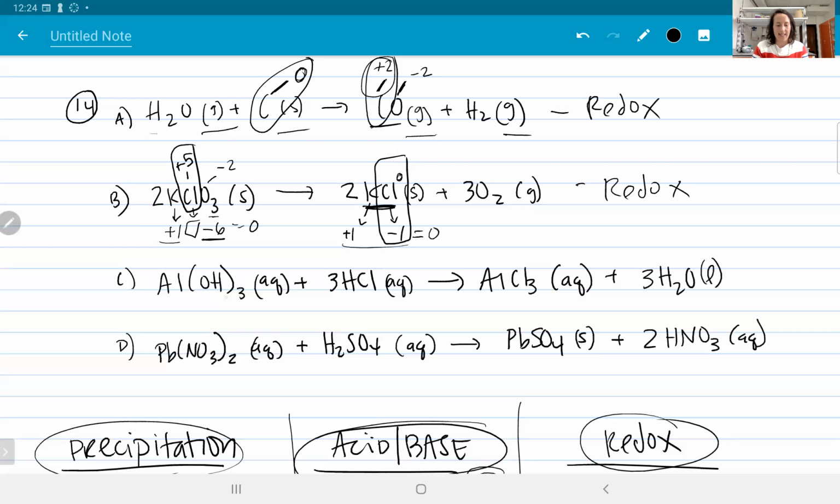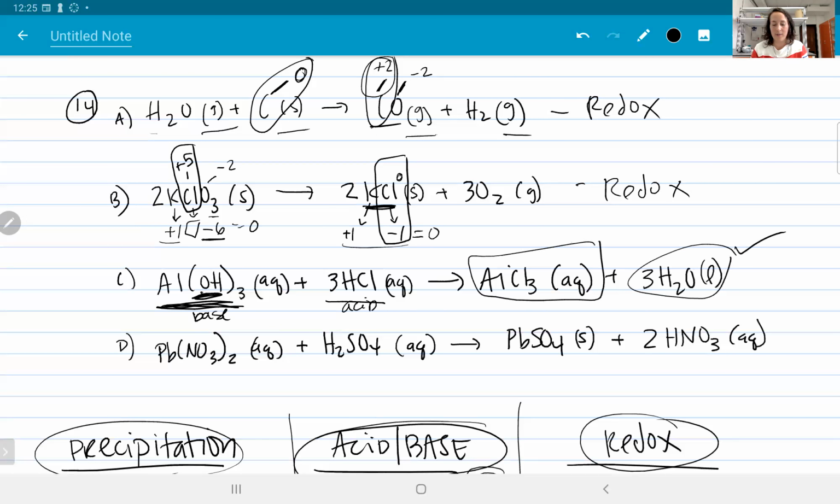Next one, C. I've got aluminum hydroxide with 3 hydrochloric acid. Hold on a minute, HCl, you should have big alarms going off that this is an acid. I look over here, do I see hydroxide or nitrogen with 3 bonds on it? Yes, I do. Here's hydroxide right here, so I have a base. Let's finish the checks. Do I make a water molecule? Yes, I do. Do I make a salt? Aluminum chloride is absolutely a salt compound, so this screams acid base. All right, last up, let's check.